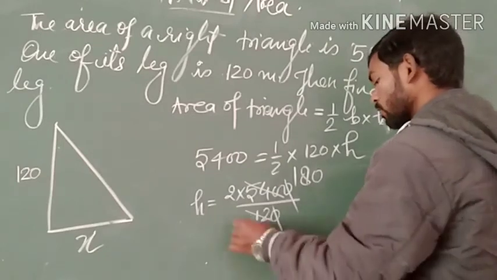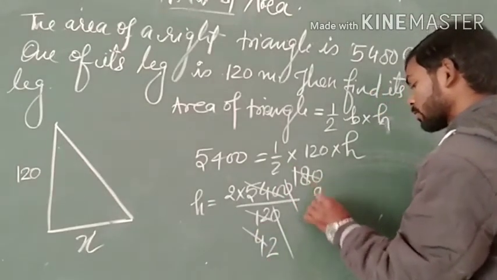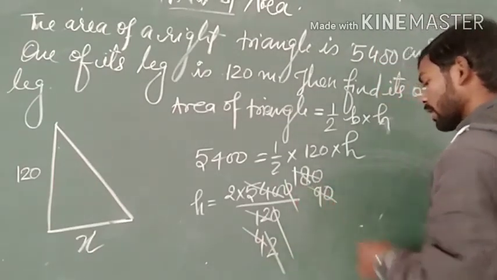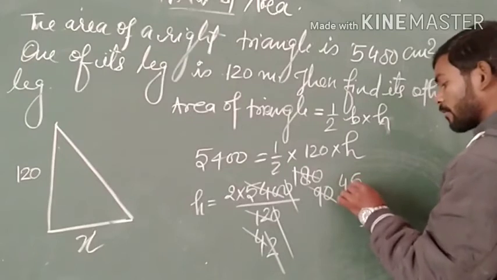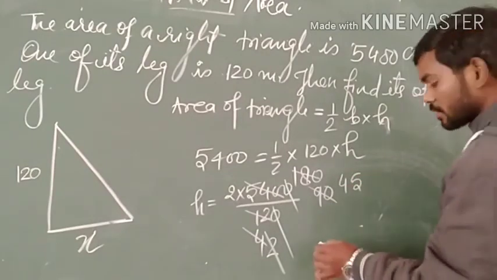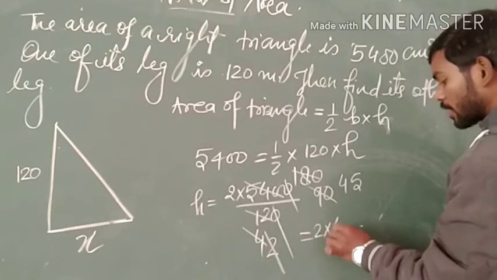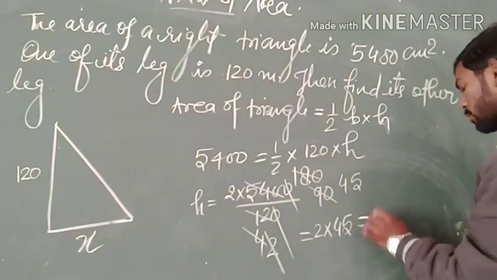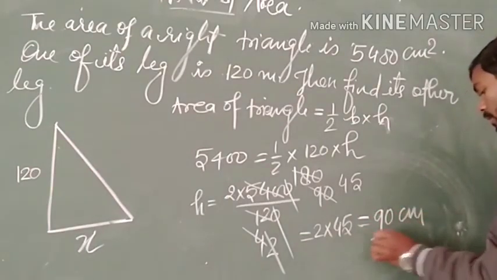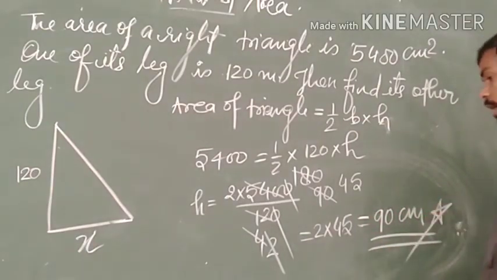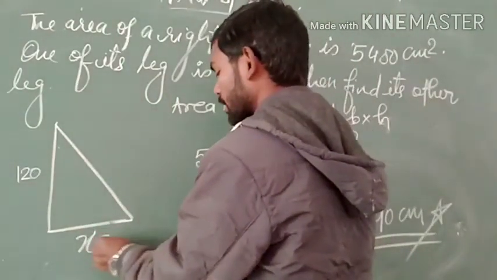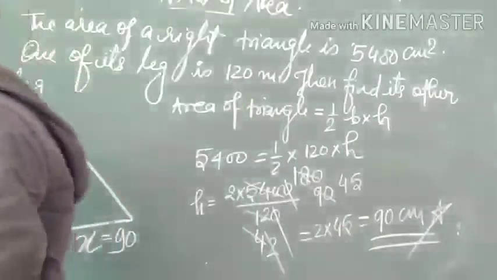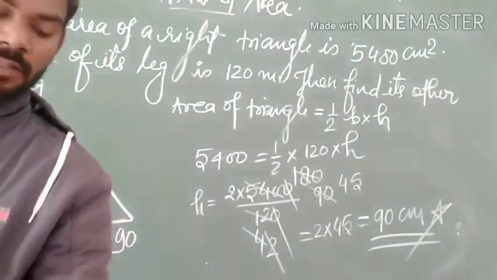Again divide it by 2. 2 2 are 4 and 2 9 are 18, so 180. Again divide, 2 1 are 2 and 45. Now here we get at last 2 into 45, which is equal to 90 centimeter. Therefore, its other length is 90 centimeter. Therefore, 90 centimeter is the right answer.